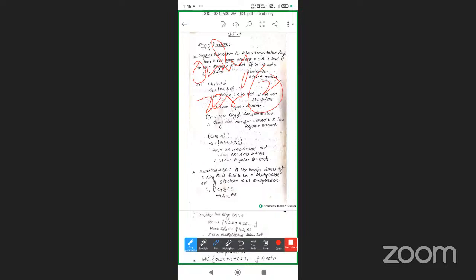Now 1 and 3 are not zero divisors. 1, 3 are regular elements. So Z under plus and dot is a ring with no zero divisors. Every non-zero element in Z is a regular element.